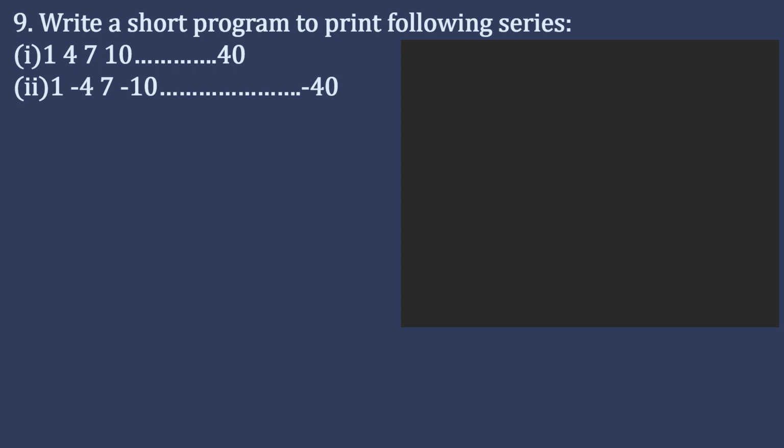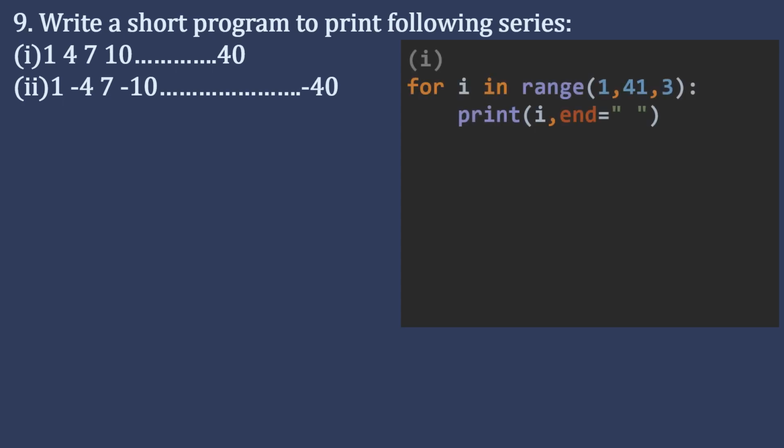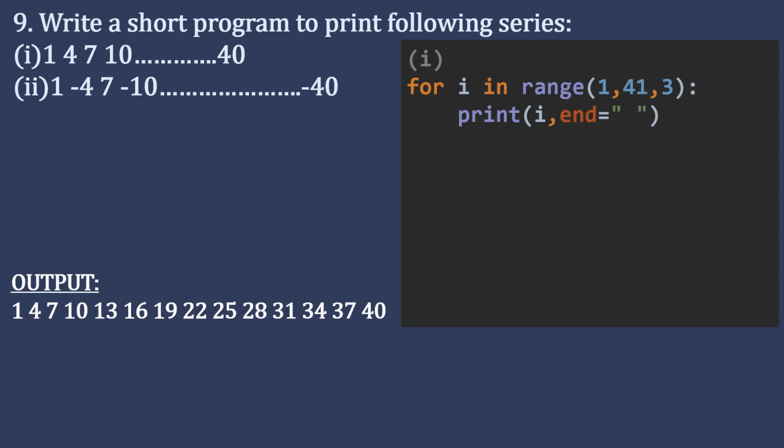So we can take a for loop where the loop will start from 1 and stop at 40, and the step value will be 3. This is a very simple program. You can just take for i in range 1 to 41. We have to take 41 so that it can reach 40, and the step value is 3. Then it has to print the i value. Now you run the program and you'll get the output like this: 1, 4, 7, 10, 13. This series will be printed.